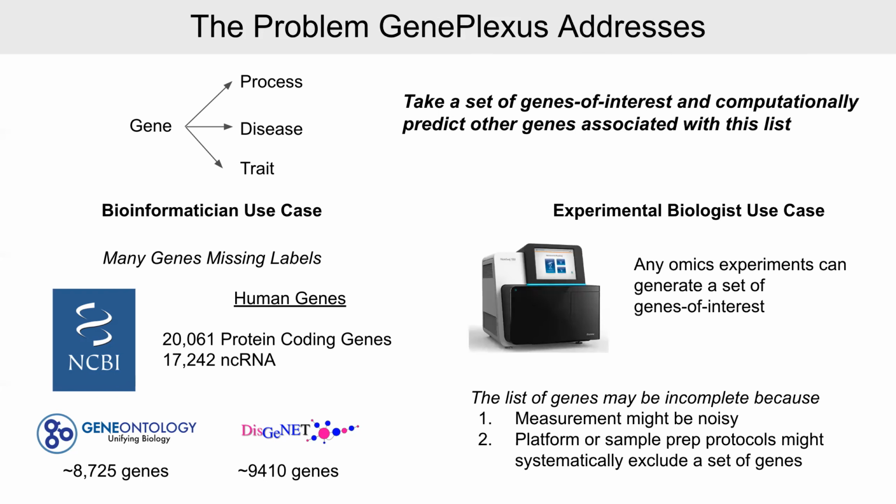And for the biologist case, any omics experiment can generate a set of genes of interest. However, sometimes these measurements might be noisy, or the platform or sample prep protocols might systematically exclude measuring a set of genes. So what an experimental biologist could do is upload their gene list of interest and see if there are any other genes in the genome that are associated with the list. So those are the problems that GenePlexus is trying to address.